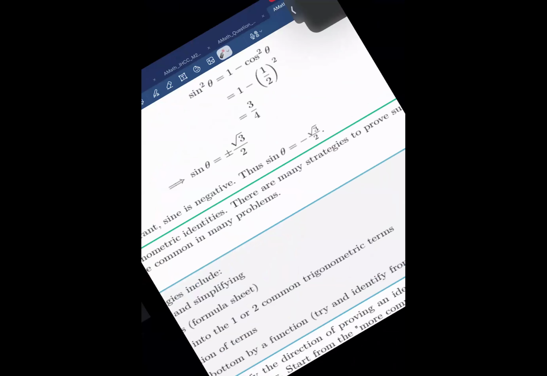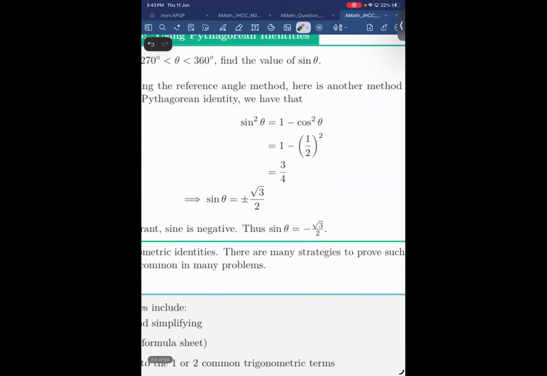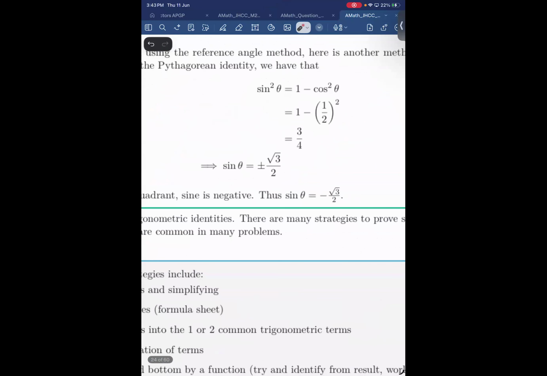Some of the strategies include combining fractions, then you simplify. This is one of the most common ones. Second one is to use identities in the formula sheet. Usually if there's a square term or something, then you will use the identities. That's an idea.